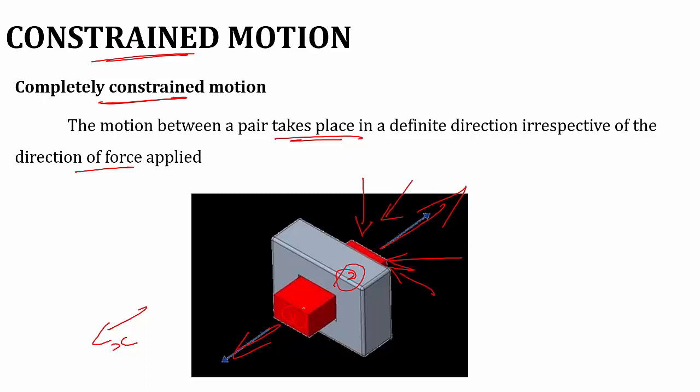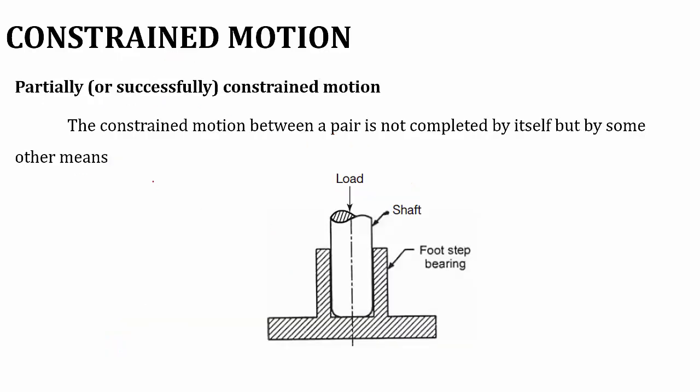It is allowed to move only in the desired direction. Then the second one is partially or successfully constrained. So here an additional component is used to keep the system in constraint.